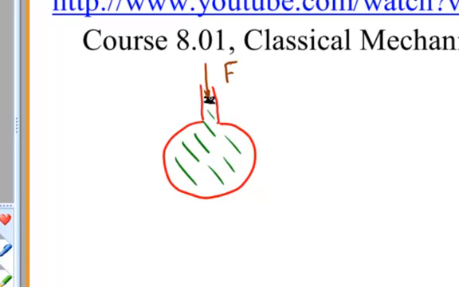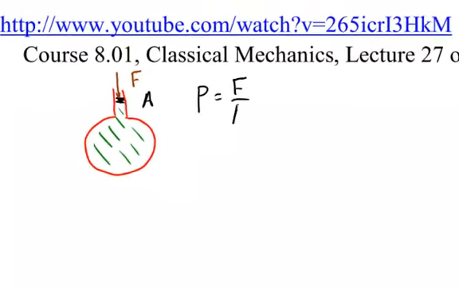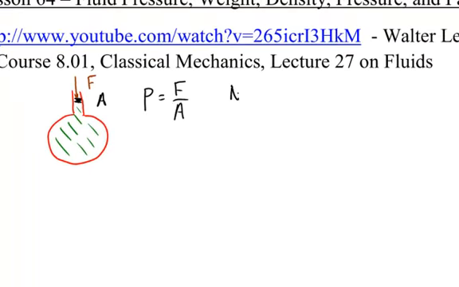This piston on top has an area A, and we define the pressure to be the force divided by the area. And it has units of newtons per square meter, which we call a Pascal. 1 Pascal is equal to 1 Newton per square meter. Now, in the absence of gravity, the pressure is the same everywhere in this vessel, and that's what we call Pascal's principle. Pascal's principle says that the pressure applied to an enclosed fluid is transmitted undiminished to every point in the fluid and to the walls of the container.